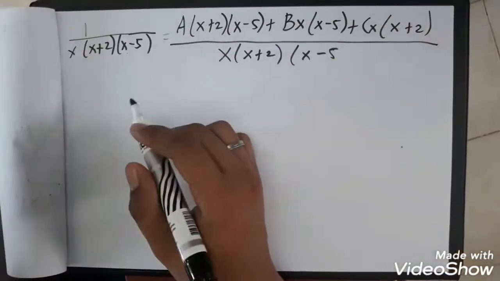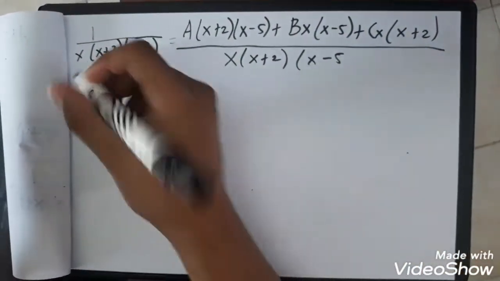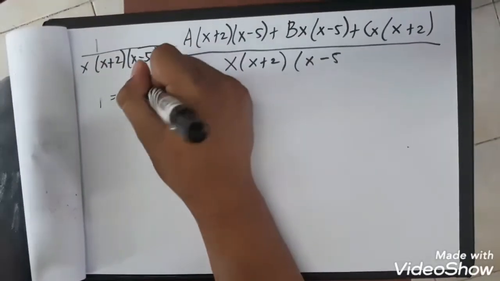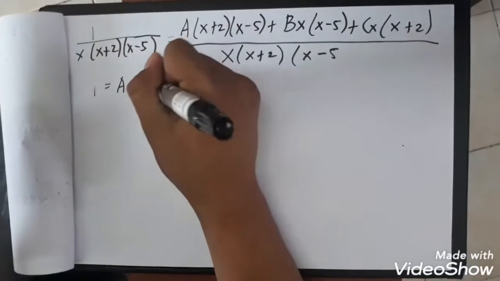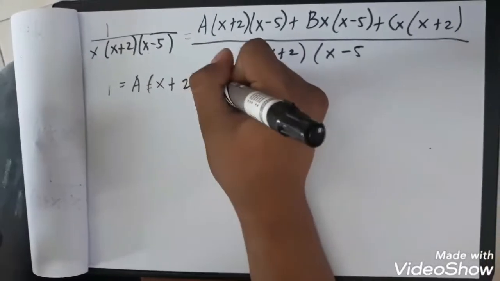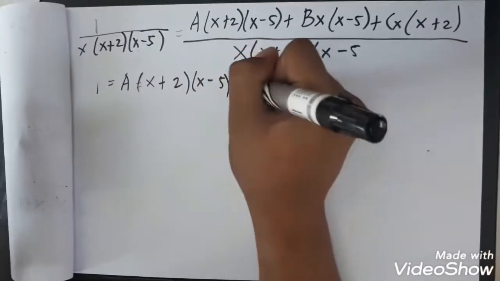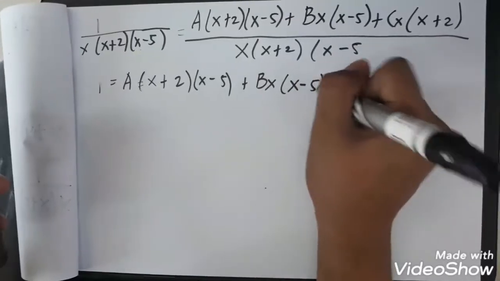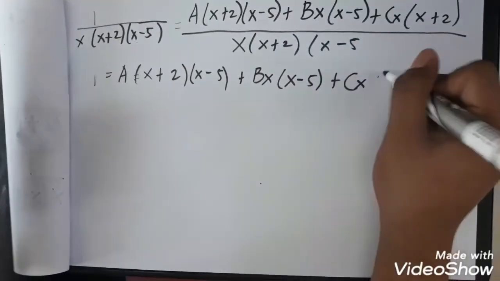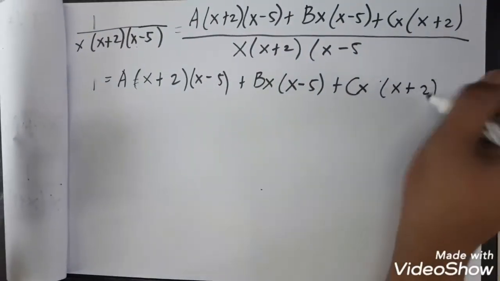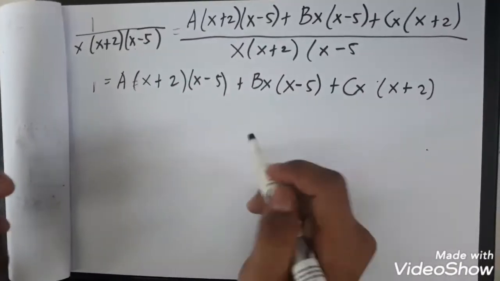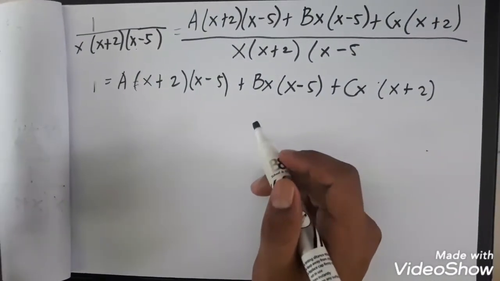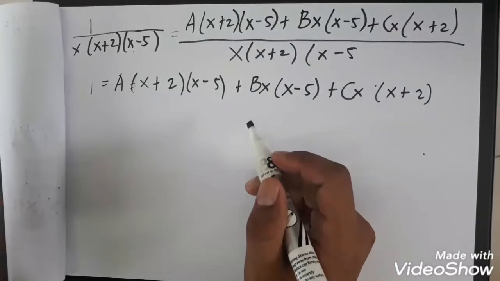Now multiply both sides by this denominator. So 1 is equal to A(x plus 2)(x minus 5) plus Bx(x minus 5) plus Cx(x plus 2). To find the values of A, B, and C, substitute the roots of the three factors: 0, negative 2, and 5.